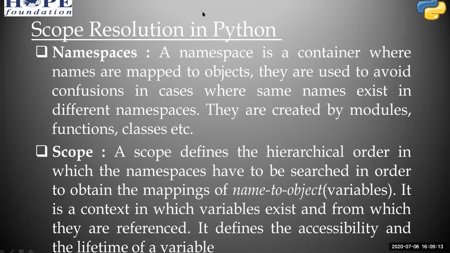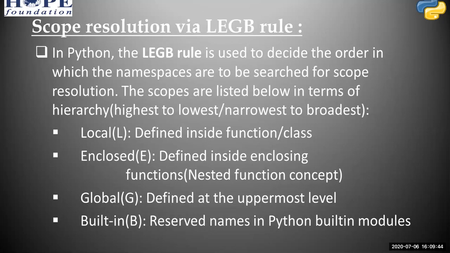Scope: a scope defines the hierarchical order in which the namespaces have to be searched in order to obtain the mapping of variables. It is a context in which variables exist and from which they are referenced. So it defines the accessibility and the lifetime of a variable. Now, scope resolution.